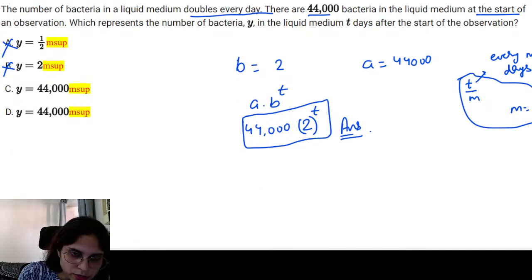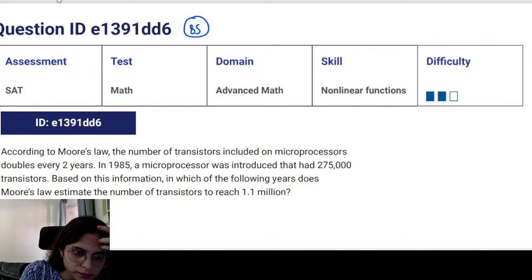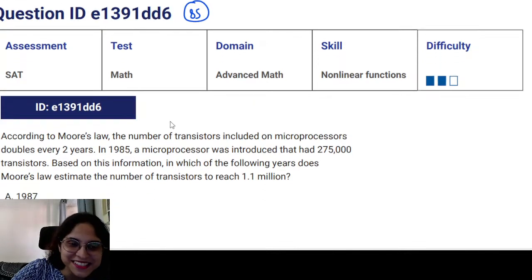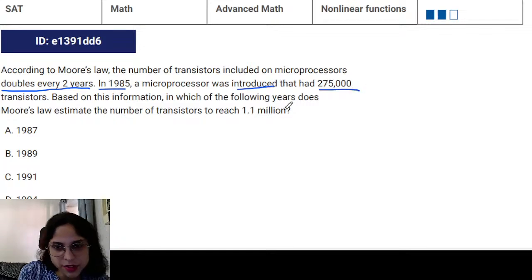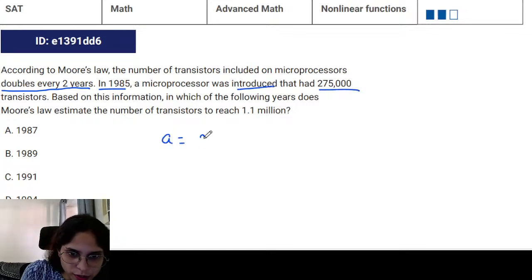Now the next question is question number 85. That will be on page number 86. Same question like what I told you, it occurred over here. It doubles every 2 years, and in 1985 the microprocessor was introduced. Introduced means 275,000, so your value of A is 275,000 because that is the initial value. The factor is 2 because it is doubling, and your equation is going to be A times B to the power T over M.